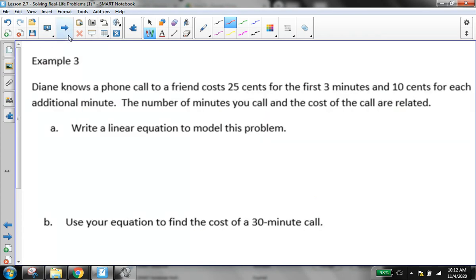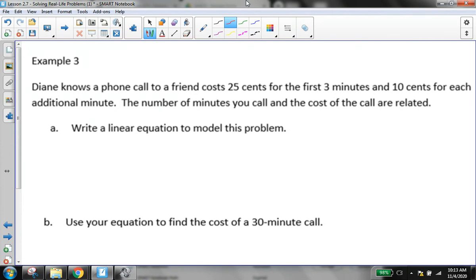All right, now if you notice, we're missing some things on example 3. We are missing a graph. So we're going to have to come up with a lot of information on our own right now. So guys, if we look at problem number 3, it says Diane knows a phone call to a friend costs 25 cents for the first 3 minutes and 10 cents for each additional minute. The number of minutes you call and the cost of a call are related. It says write a linear equation to model this problem.